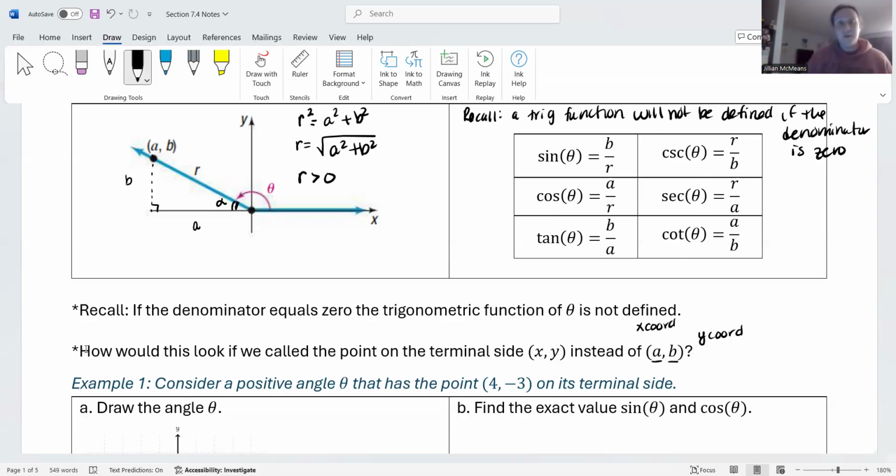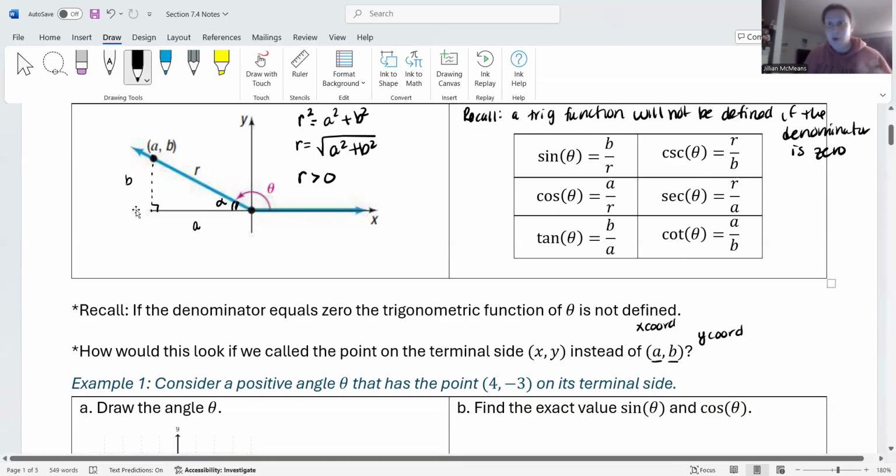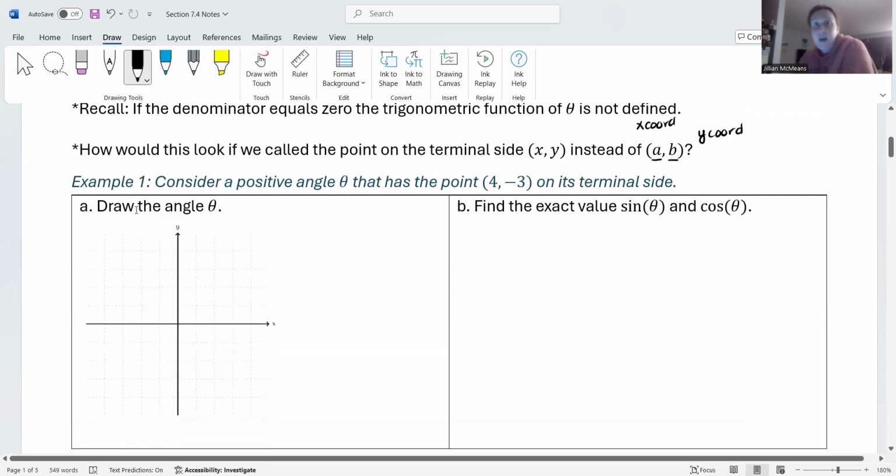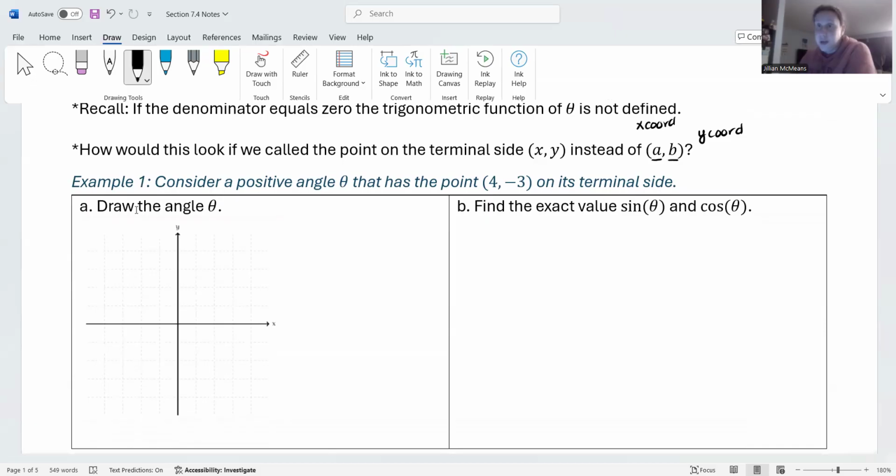Now let's look at example one, which is going to force us to draw a picture. It says, consider a positive angle theta that has a point (4, -3) on its terminal side. Okay? So we've got a Cartesian plane here. It says draw the angle theta. We know it's positive and we know a point on its terminal side. So the point on its terminal side is (4, -3).